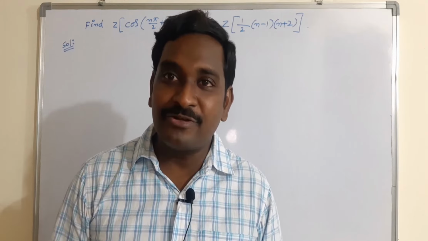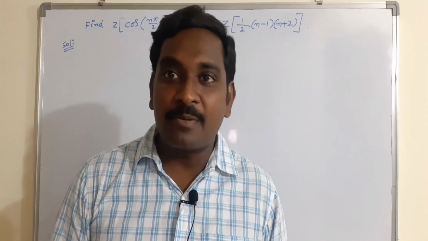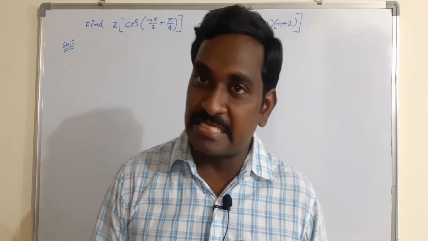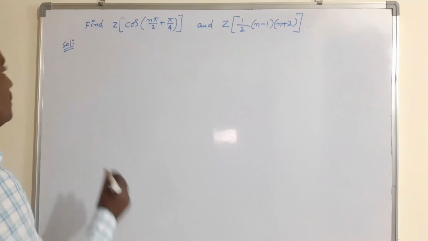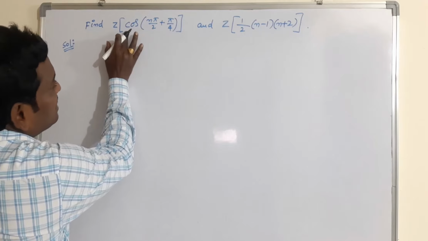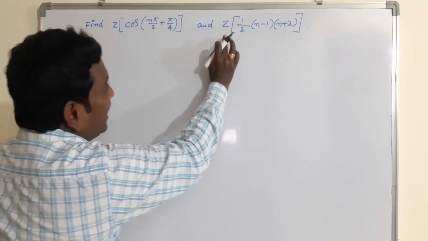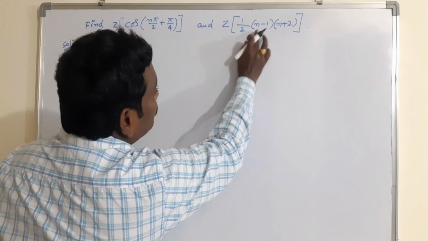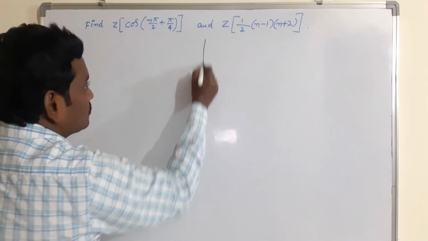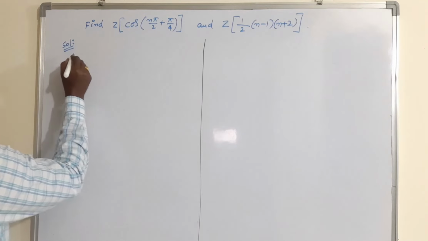In this video, I would like to give some basic problems on Z transformations. See the statement of the given problems. Find Z transform of cos of (n pi by 2 plus pi by 4) and Z transform of (n minus 1) into (n plus 2). See the first one.